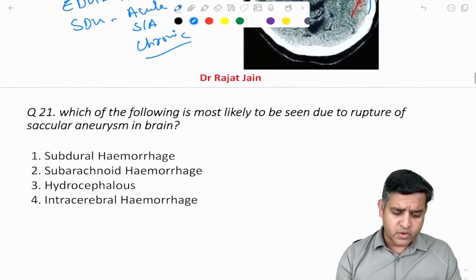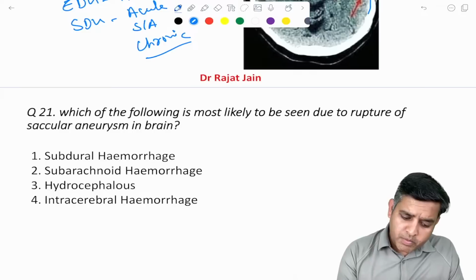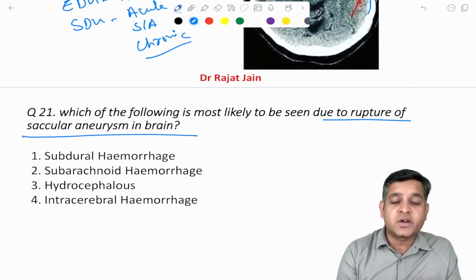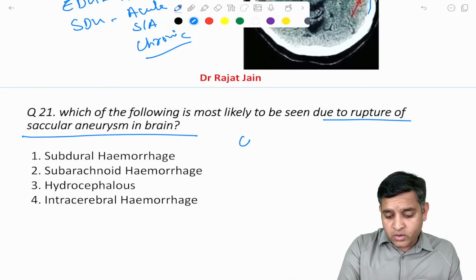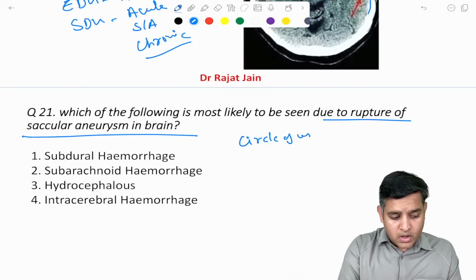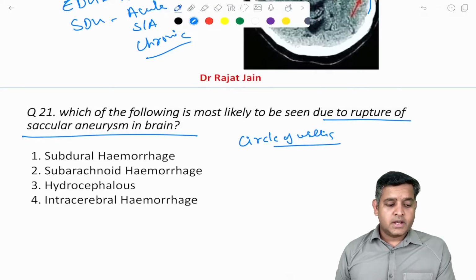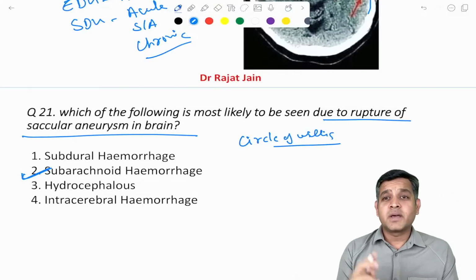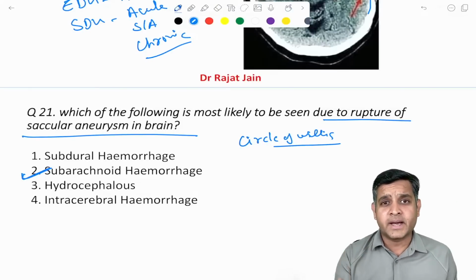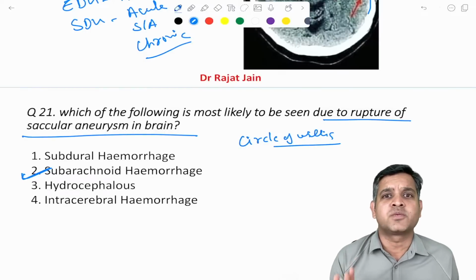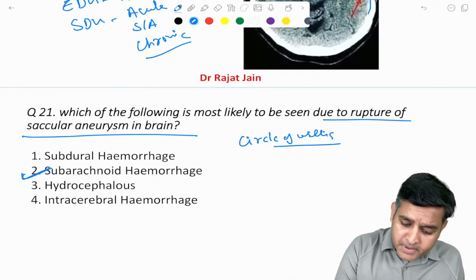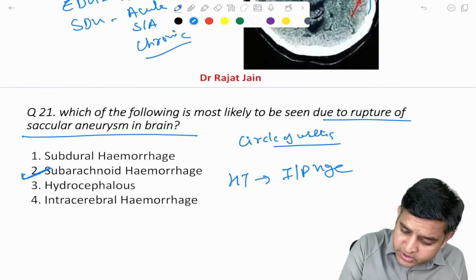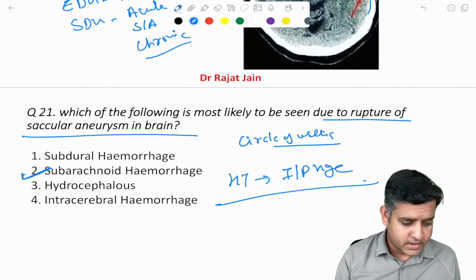Okay. 21. Which of the following is most likely to be seen due to rupture of a saccular aneurysm in the brain? Please remember, any aneurysm in the circle of Willis, if ruptured, will lead to subarachnoid hemorrhage. An image of trauma or a brain hemorrhage is usually part of the paper. Please remember, not hypertension. Hypertension will lead to intraparenchymal hemorrhage, right?